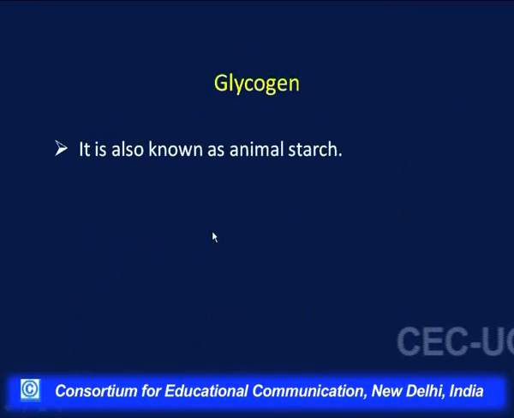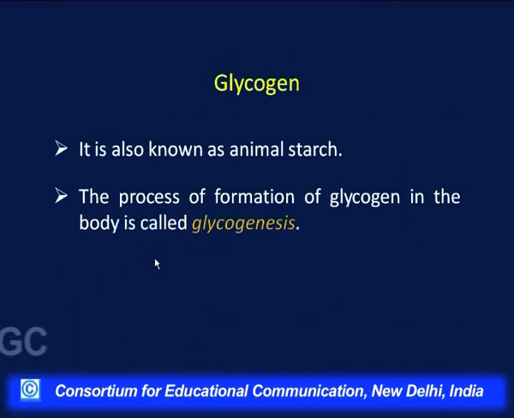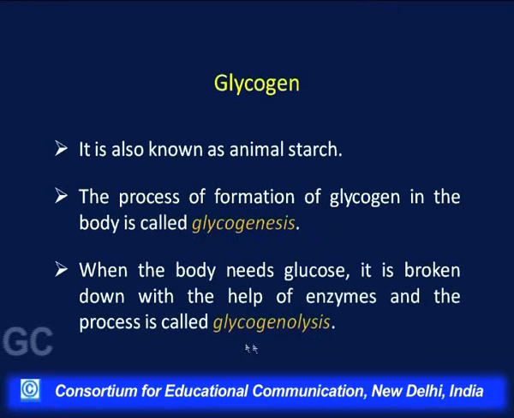Then in our body, whenever we have excess glucose, it gets stored in the form of glycogen, and the process is called glycogenesis. But when we are not getting the food and our body requires glucose, then this glycogen breaks up to give glucose, and that is called glycogenolysis. So these processes of glycogenesis and glycogenolysis are constantly going on in our body, and we have the storage of food in our body in the form of glycogen.